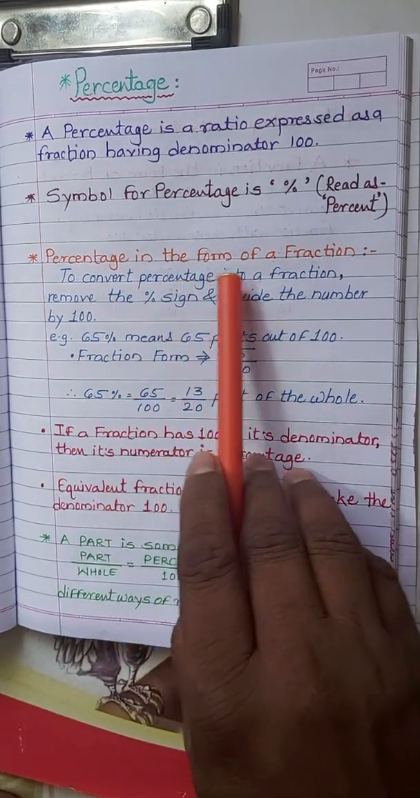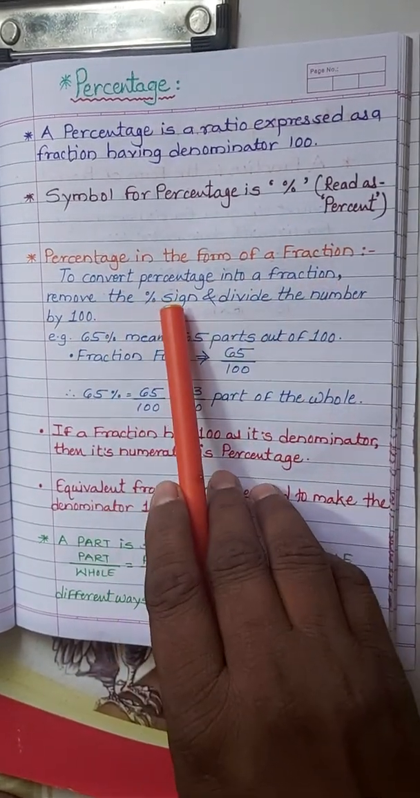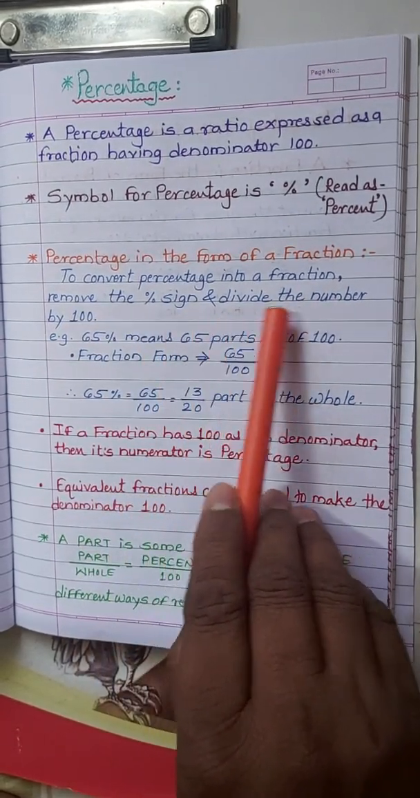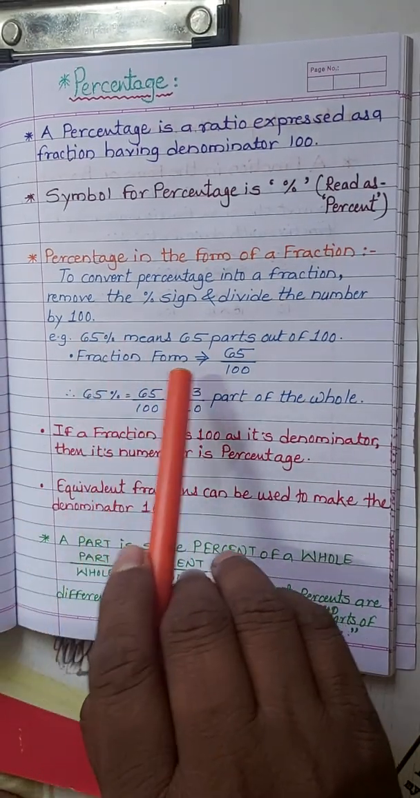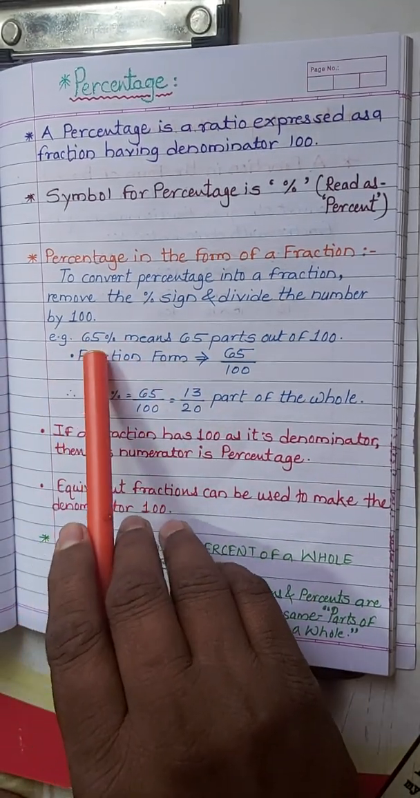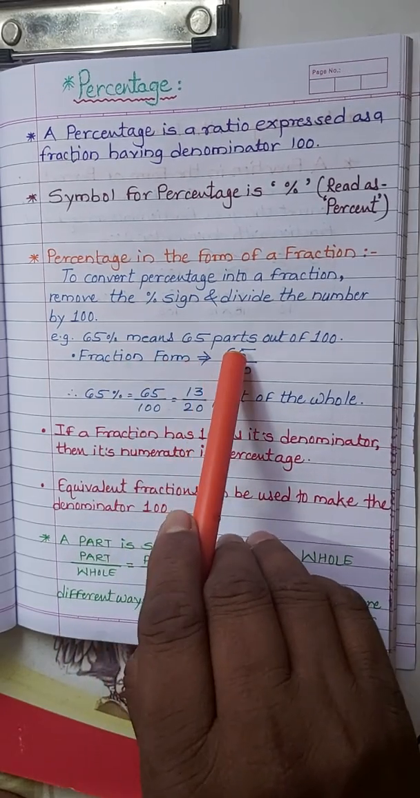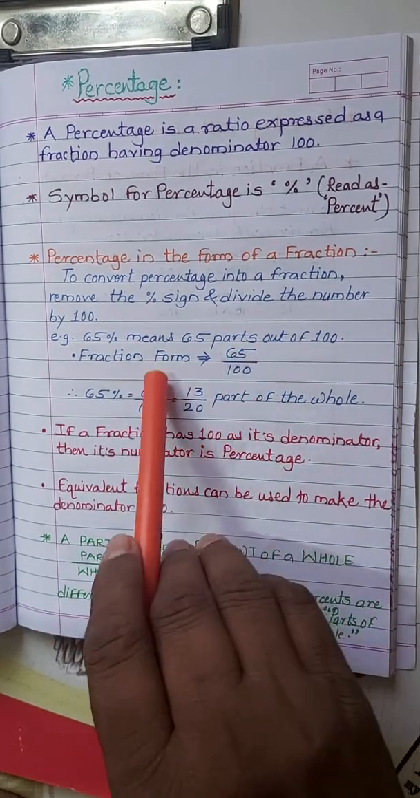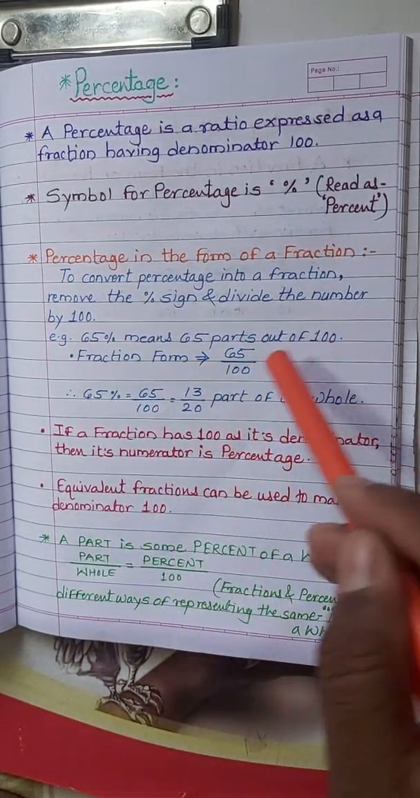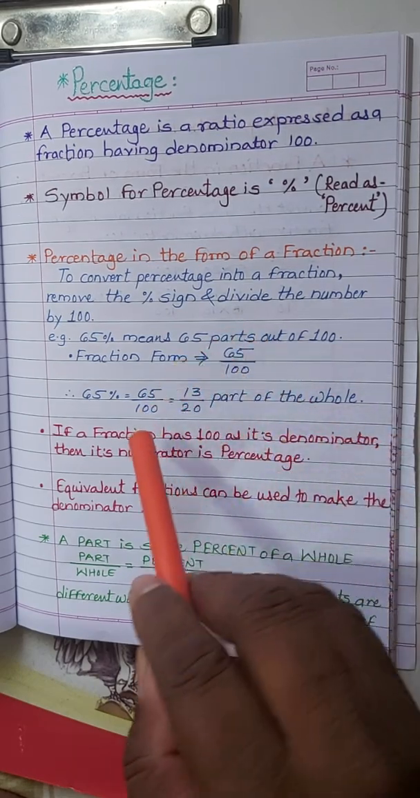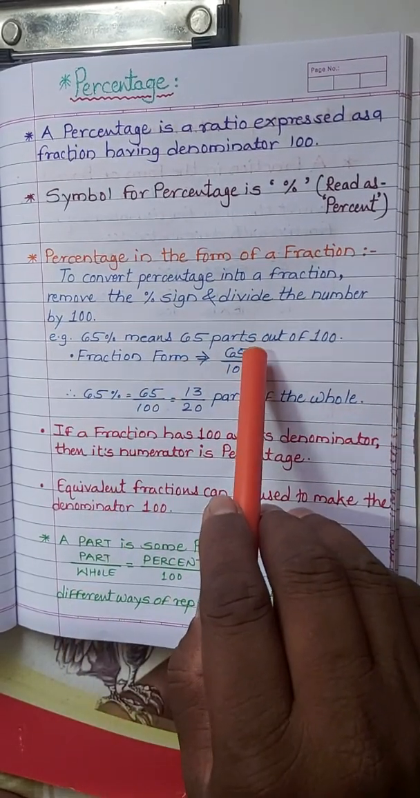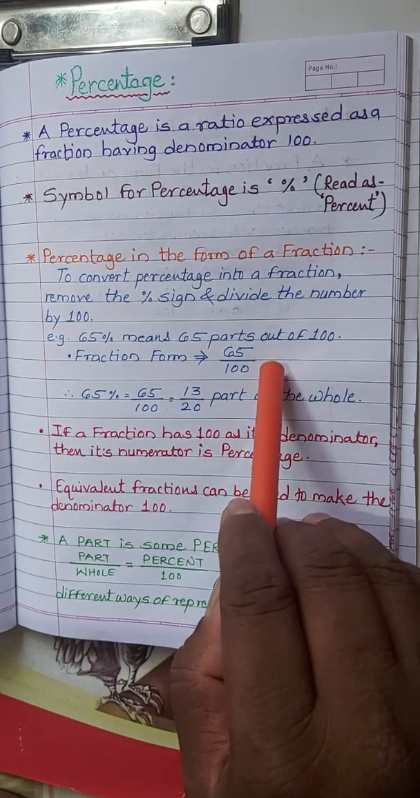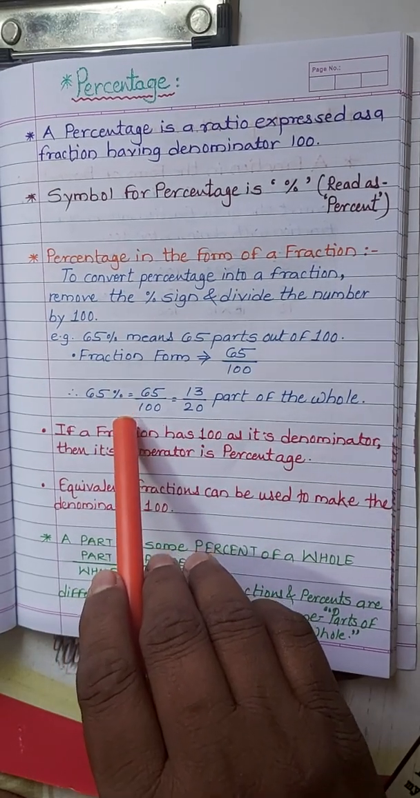Now, percentage in the form of a fraction. To convert a percentage into a fraction, remove the percent sign and divide the number by 100. For example, here 65% means 65 parts out of 100. So how will we express this in fraction form? 65 upon 100. And if we are to write this fraction in percentage form, 65 upon 100 is written as 65%.